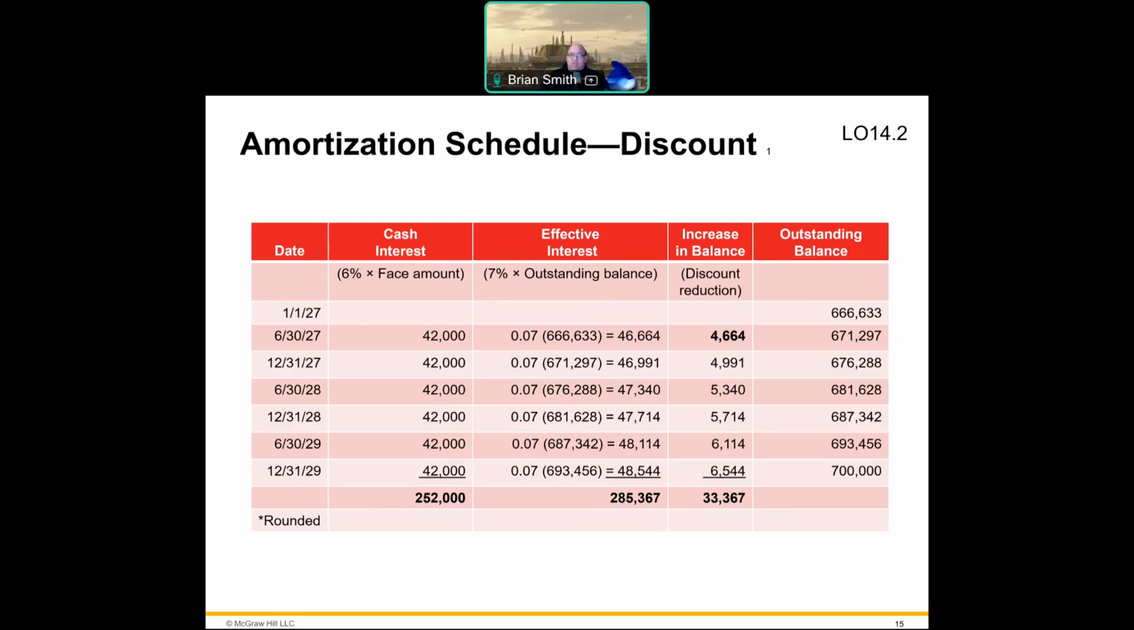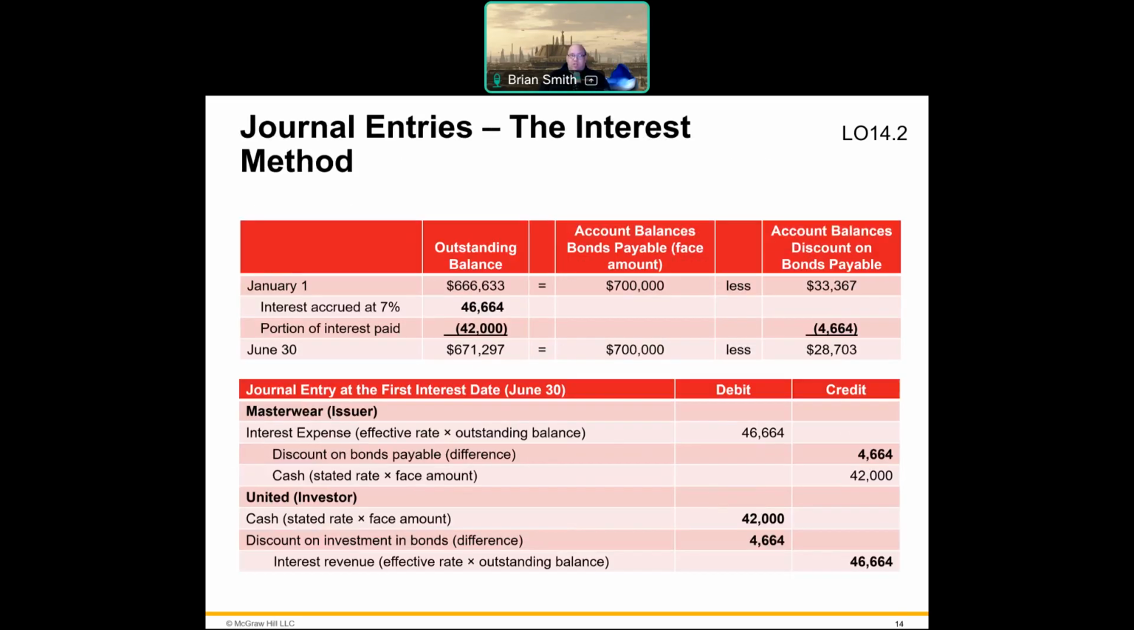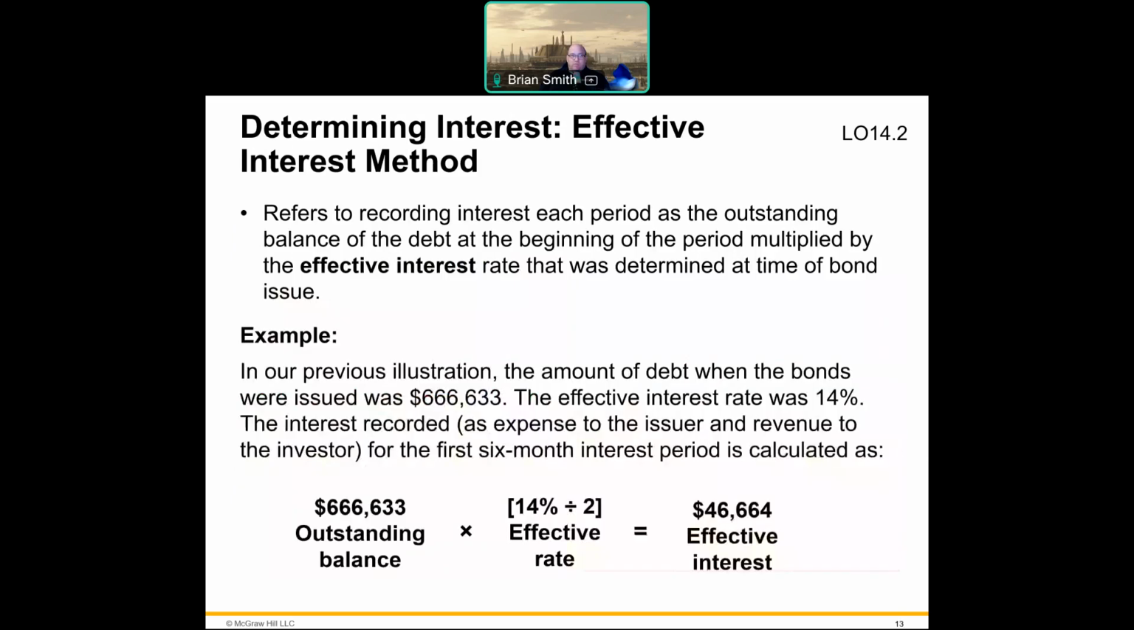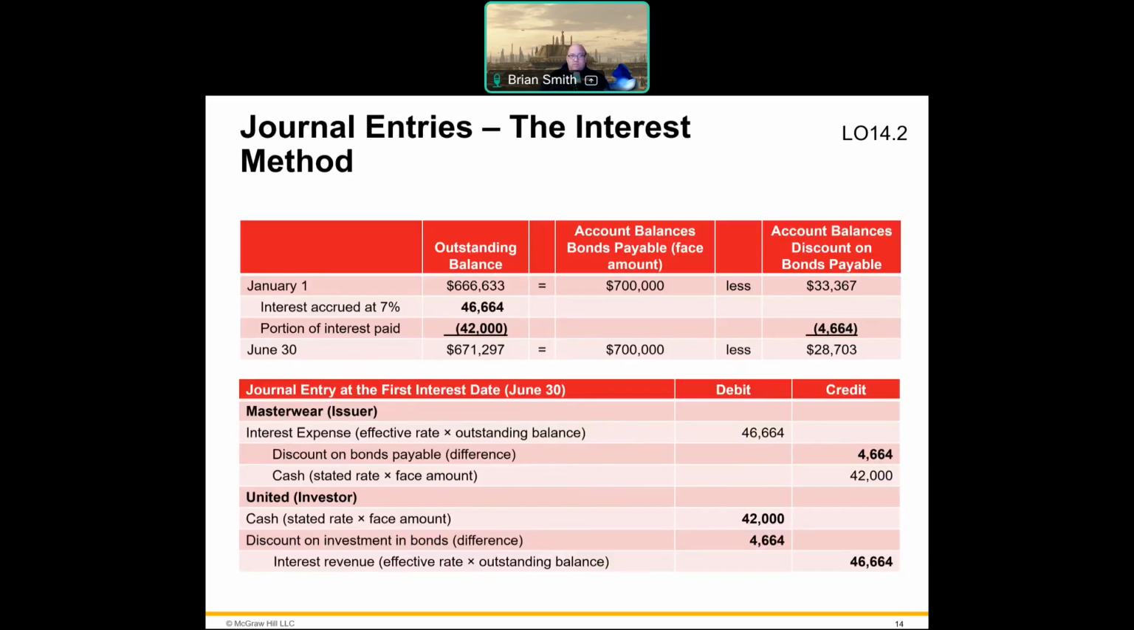So bottom line is you see that after those 6 periods, we get to a 33,367 balance in the discount. Well, that's exactly how much we calculated initially. Where is it? Yeah, I guess it's right here. It was the difference between the 666,633 and the 700,000. So that's what we're doing there.